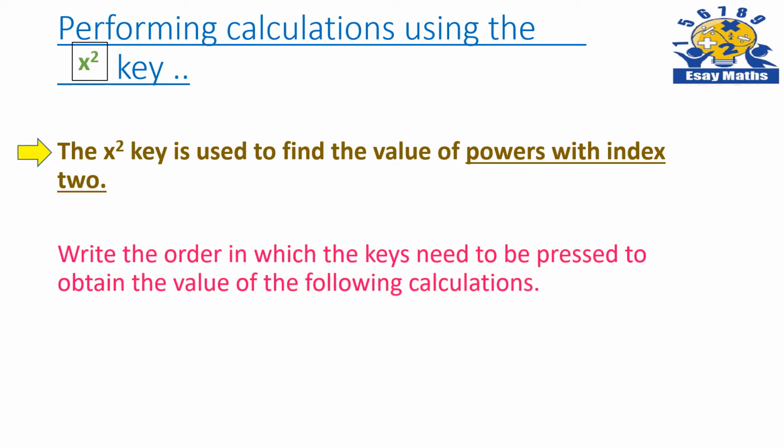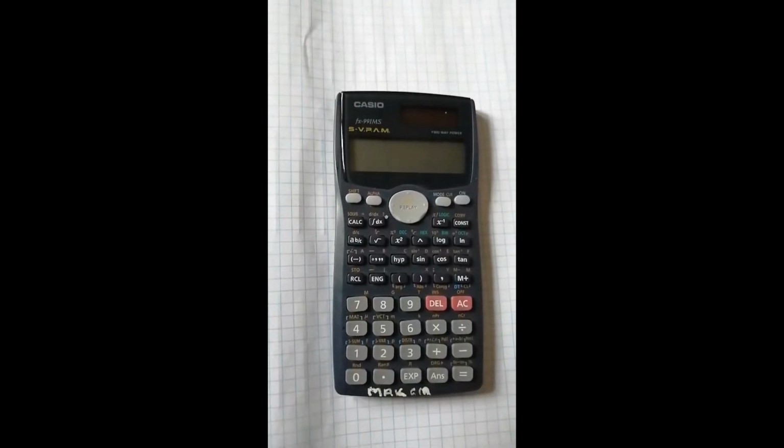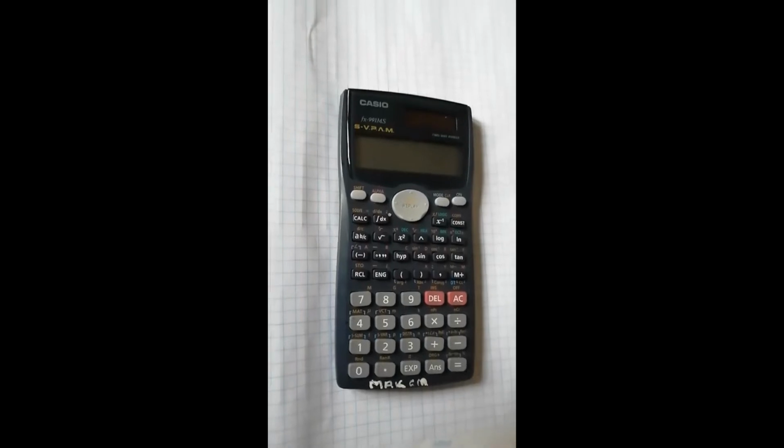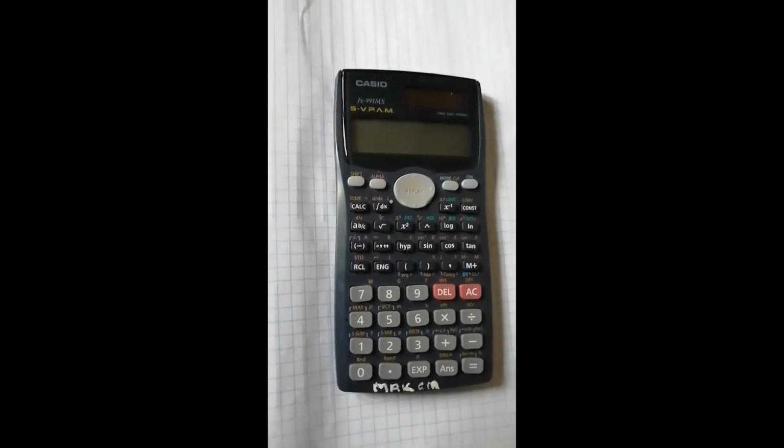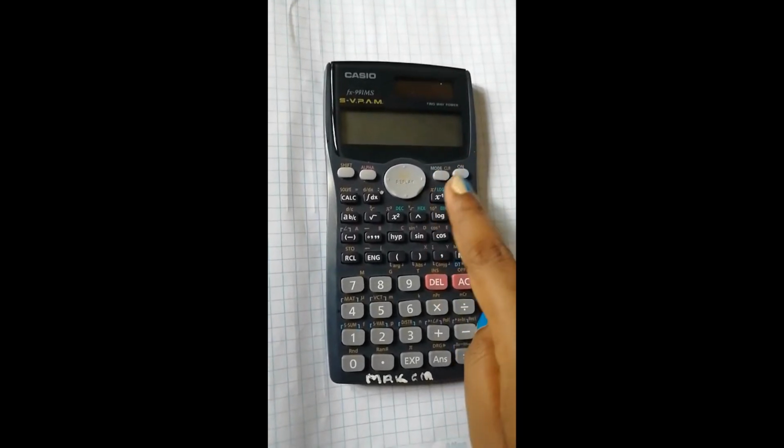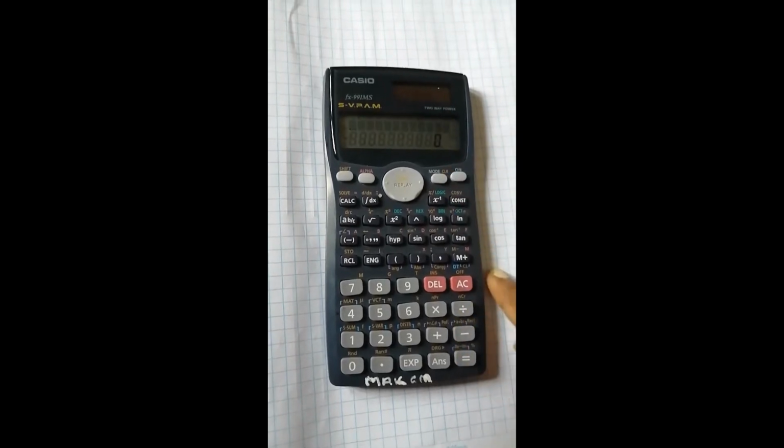Write the order in which the keys need to be pressed to obtain the value of the following calculations. First example, 4 squared. Now we are going to find the square of 4. At first you should switch on the calculator.